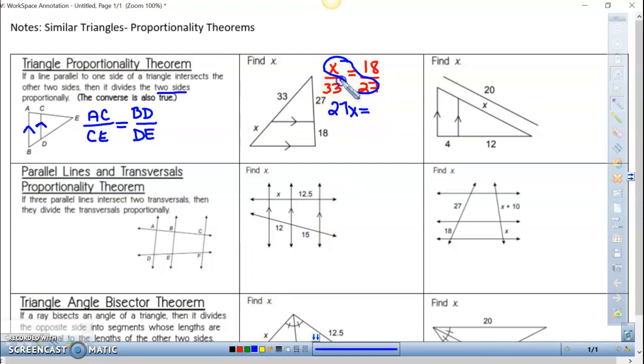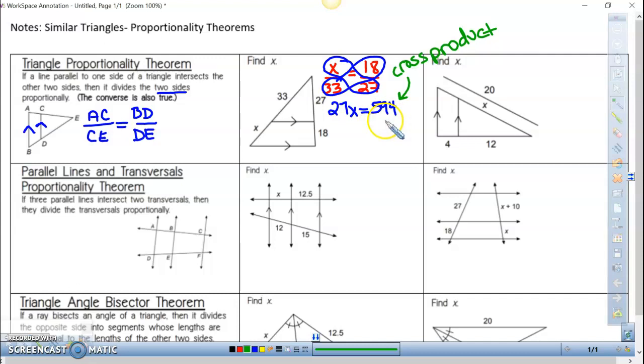27x is equal to, and then we have to cross multiply here. That is just 18 times 33, and I'm just using my phone calculator right now, so that is 594. Now this is a cross product. Your first proportion might look different, but if you set it up correctly, then everybody's going to have the same cross product. That's what you want to check if you do not have the right answer.